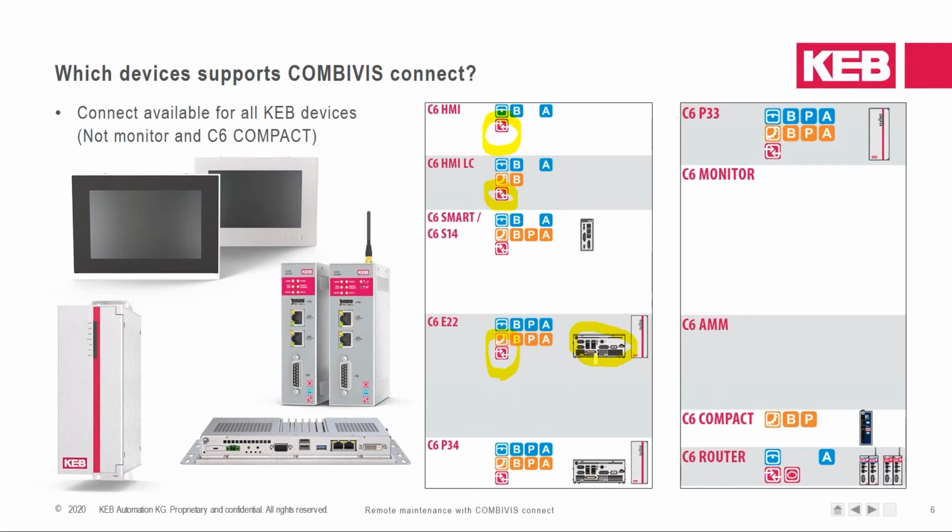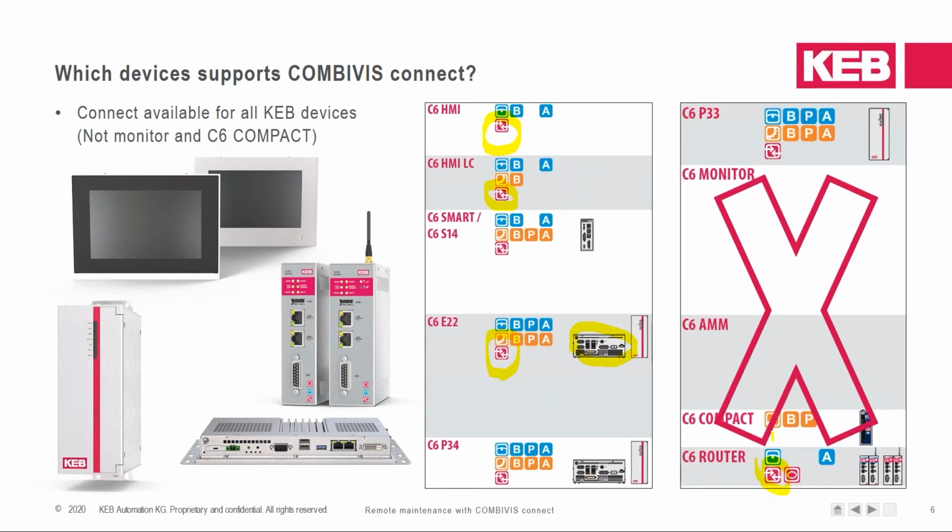The next part is the C6 router. And the router, as I described in the beginning, has a chance to get the internet through the SIM card or through the network from the customer. But here you see the Connect runtime is installed. So with all devices from KEB, you can use the remote access. But as I said before, not for the C6 monitor, the C6 AMM or the C6 compact.